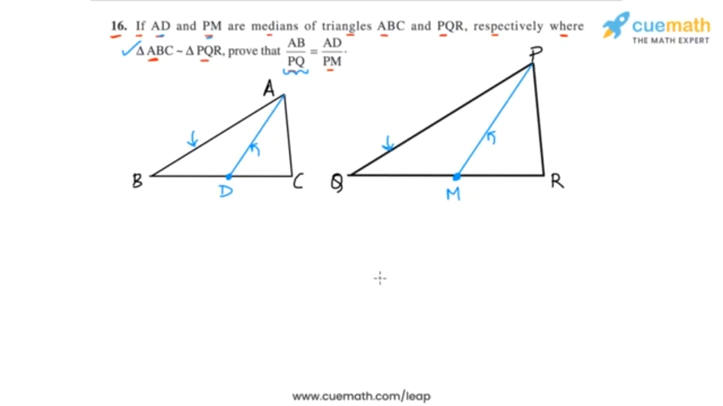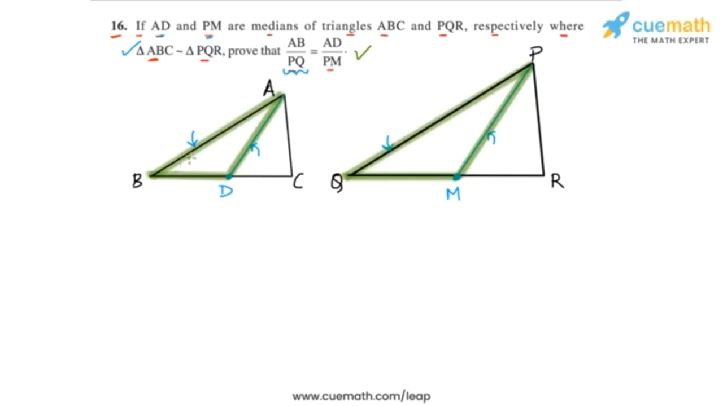We will first consider the triangles. So we will consider the triangles ABD and PQM. So let me highlight these two triangles for you. ABD is this triangle, and PQM is this triangle. So if we show that these two triangles are similar, then this result will follow automatically. So how can we show that these two triangles are similar?